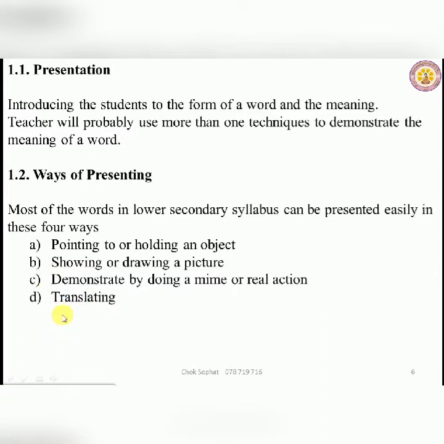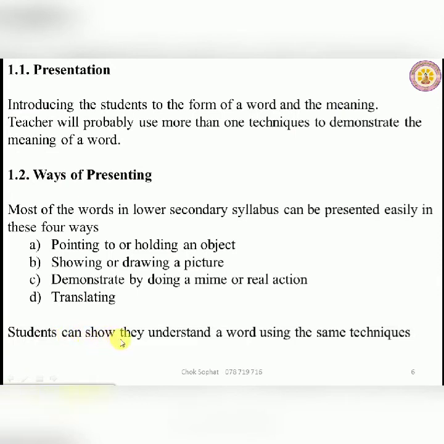And one more is translating. So the last point is to translate the word for them if they do not catch up. We can translate the meaning for them. This is the last choice only. Mostly we do not just write the vocab and then write the translation immediately like that. You have to present the word first before you tell them the translation, the real meaning of the word.